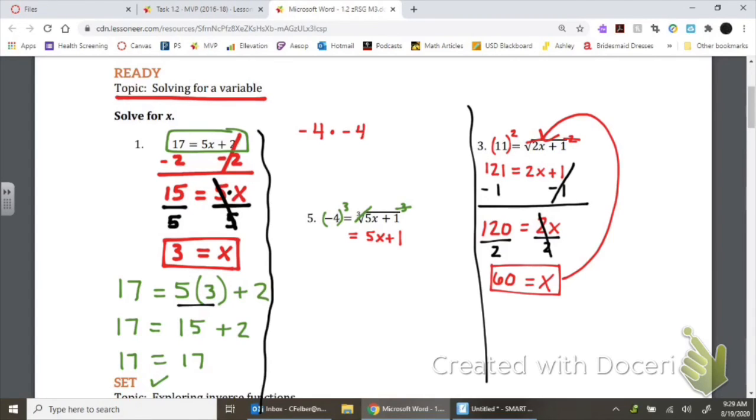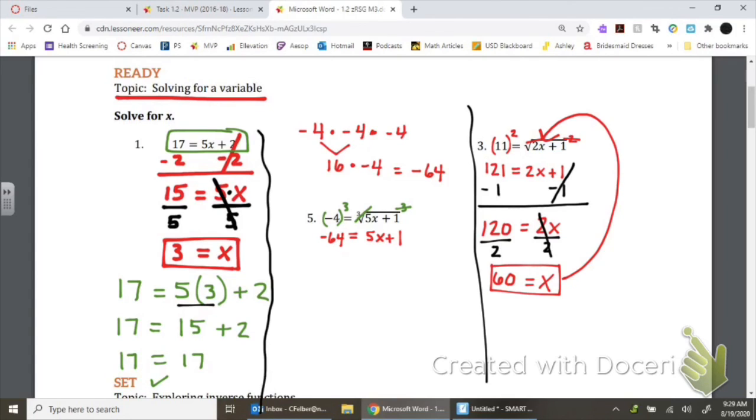which is negative 4 times negative 4 times negative 4. So I know negative 4 times negative 4 is going to be a positive 16, but then I still have to multiply that by the third negative 4, and that is going to be negative 64. So I'm going to put that on the left-hand side here.